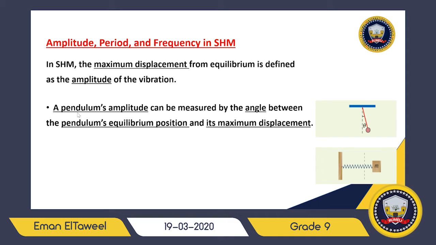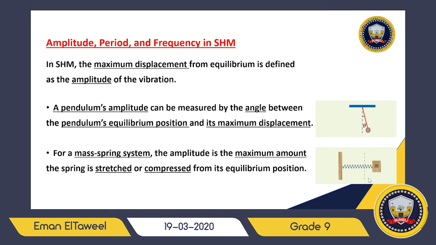For the pendulum, it can be measured by the angle. Can you notice this angle between the equilibrium position and the maximum displacement? By measuring this angle, you can know if the amplitude is a high value or a low value. For example, if this angle is very high, it means that the amplitude is very big, and if it is low, it means that the amplitude is low.